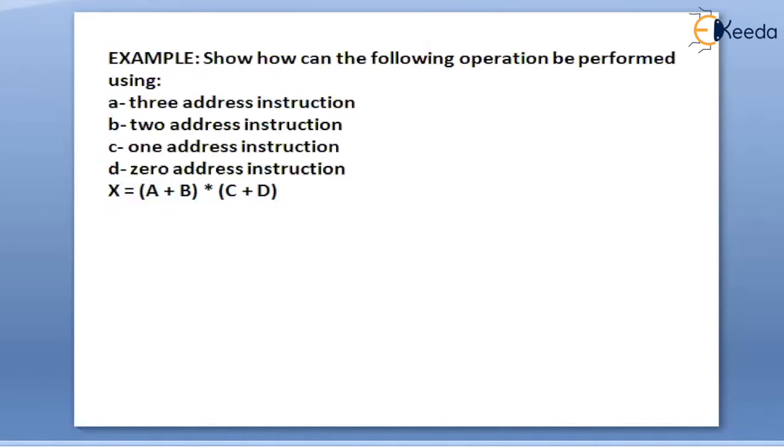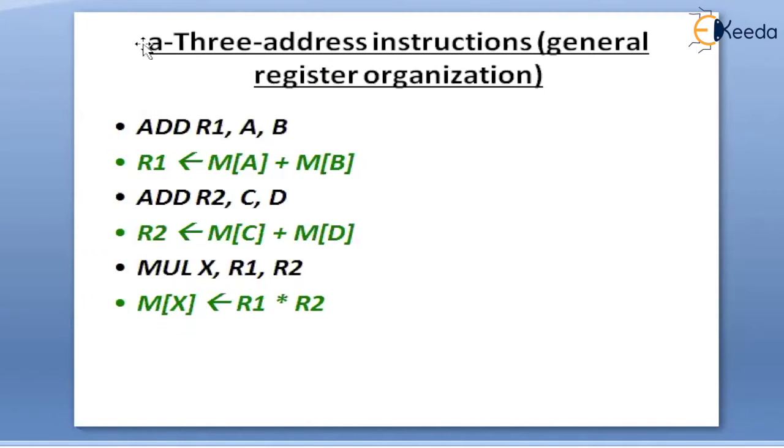Let us go to three address instructions. These three address instructions you can see in general register organization. What is three address? When you say three address, one instruction will contain three operands.